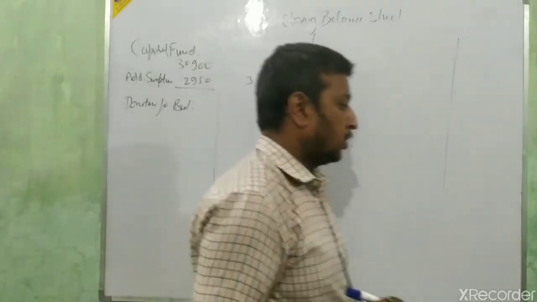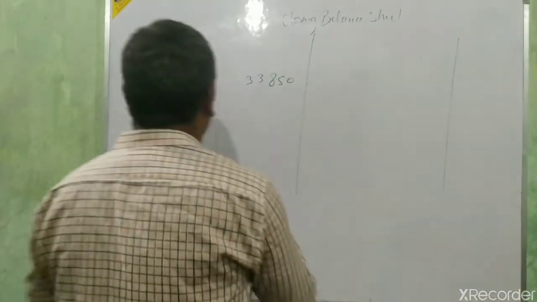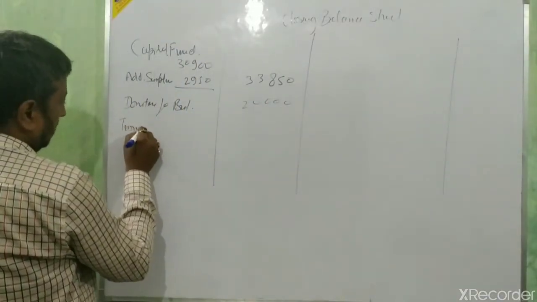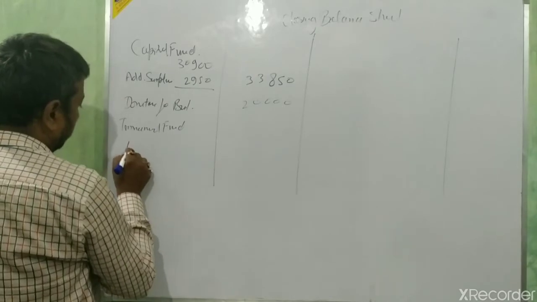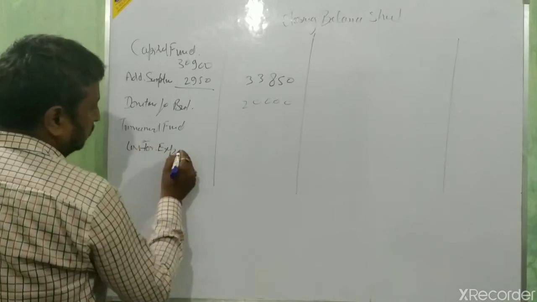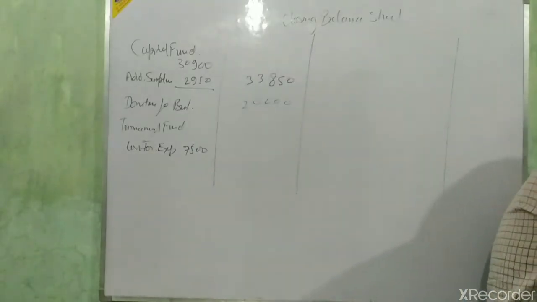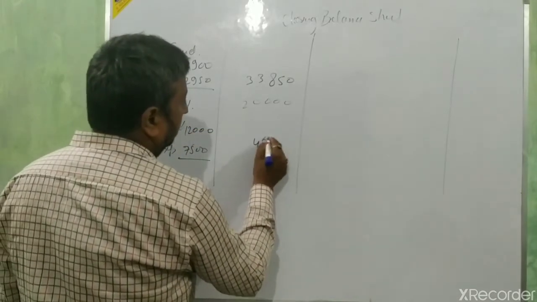Okay, then go for the next: donation given for building, that amount is 20,000. Okay, then tournament fund. Tournament fund amount less tournament expense of 7,500. The tournament fund amount is 12,000, less this amount, outside 4,500.